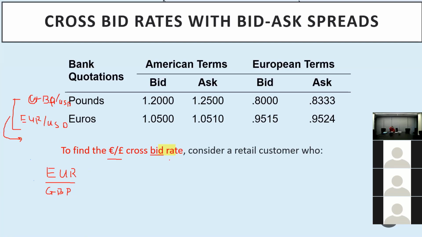So to think about how to calculate the cross bid rate, when we talk about the bid rate, we are talking about the rate that the bank is buying the pound at, right? So because it's a bid rate, this is the rate that the bank is buying the pound at.